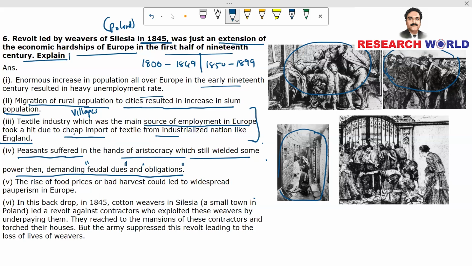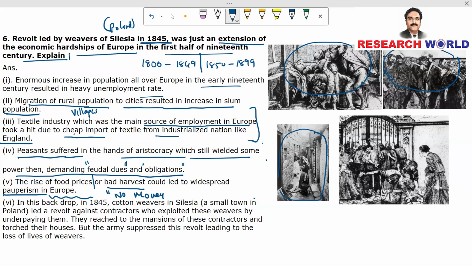The rise of food prices or bad harvest could lead to widespread pauperism in Europe. Pauperism means a condition of no money, lost everything. So the rise of food prices or bad harvest could lead to widespread pauperism in Europe. So we have got the backdrop like this.